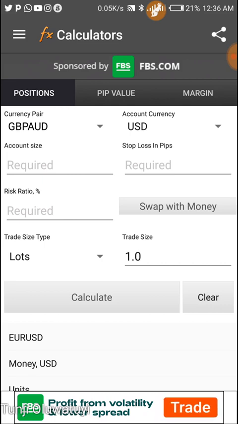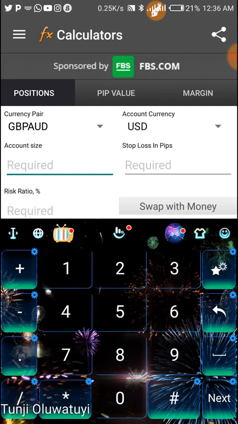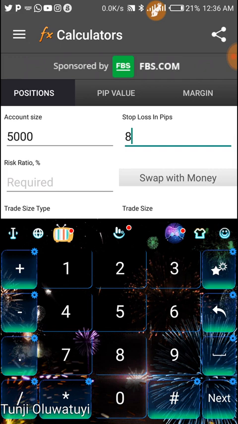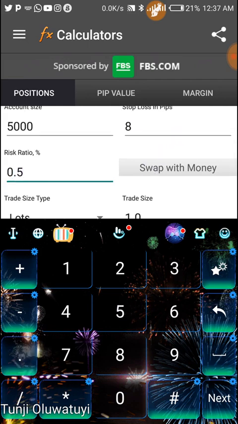Now your account size is required, so let's put in 5,000, just for the sake of this work. Now you said stop loss in pips, so let's assume that we have determined that our stop loss is going to be 8 pips, for example. Now the next thing is, what is going to be our risk ratio? We decided that our risk ratio is going to be 0.5. Okay, that is all that is needed.